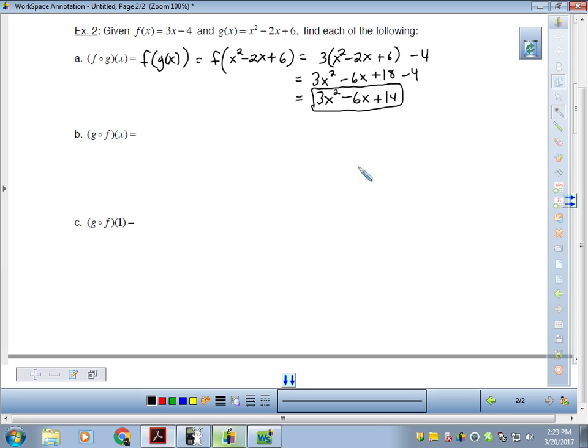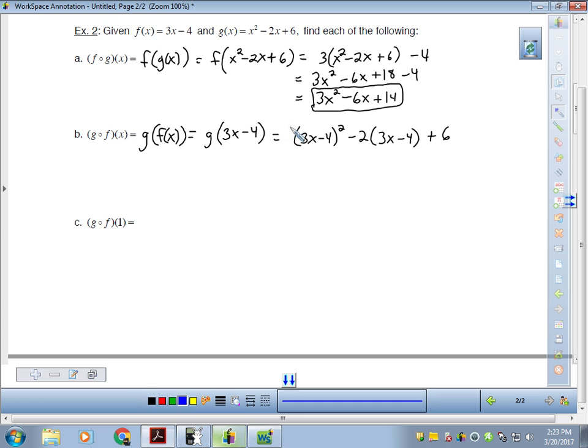Okay. Example B, we have g composed of f of x. So this is g of f of x. So this is a g, and inside of it is f of x. Well, here's our f of x function right here. It's 3x minus 4. So we're taking 3x minus 4 and we are plugging it into the g function. So I have 3x minus 4 getting squared minus 2 times 3x minus 4 plus 6.